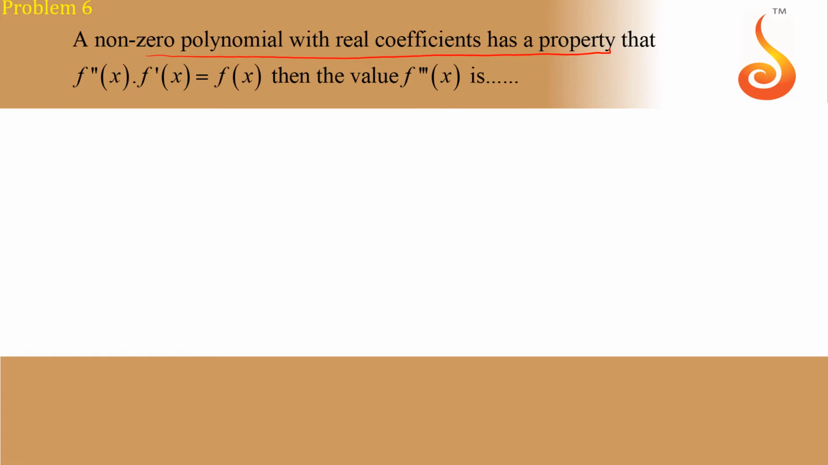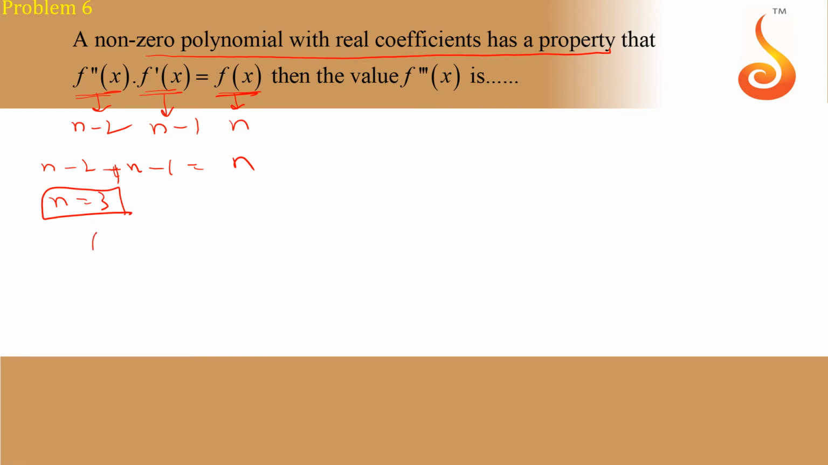So assume that the degree of f(x) is n. Then what will be the degree of f'(x)? n minus 1. What is the degree of f''(x)? n minus 2. So when you take the product of f''(x) and f'(x), it is becoming f(x), which means the sum of the degrees on the left side should be equal to the degree of f(x). The degree sum must be equal because you are doing a product. So 2n minus 3 equals n, so n equals 3. So it is a cubic polynomial.